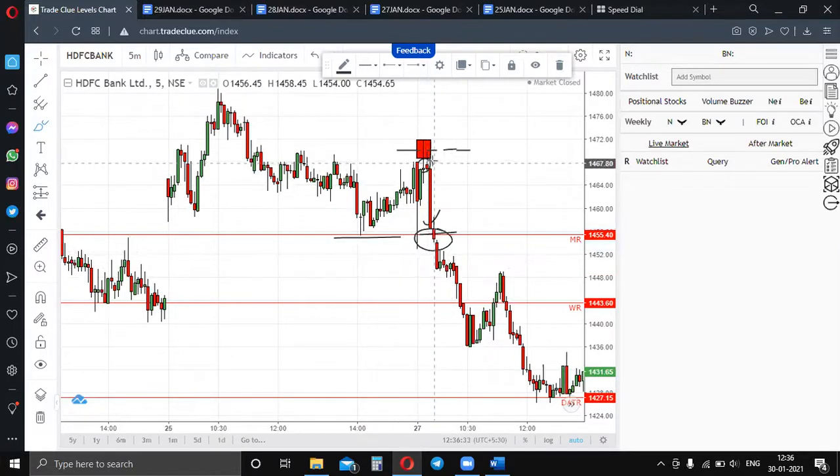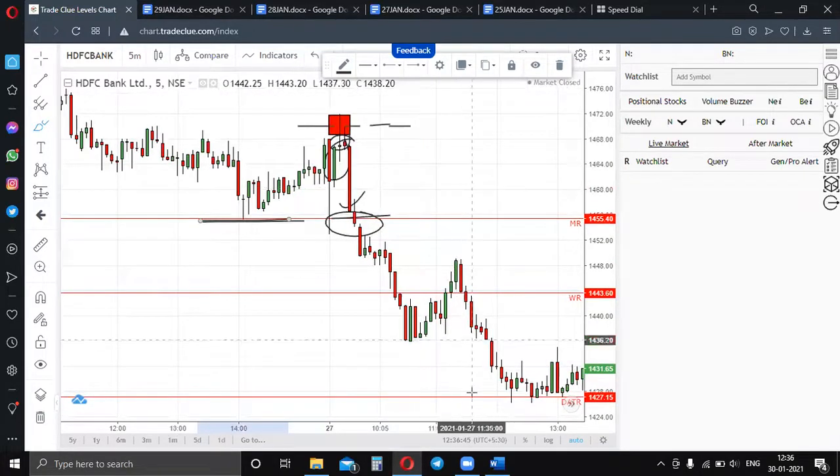I now know the early morning buyers also got trapped and it is moving below the previous day's low. It's a very good sign to get in. Hope you are getting the point, right?